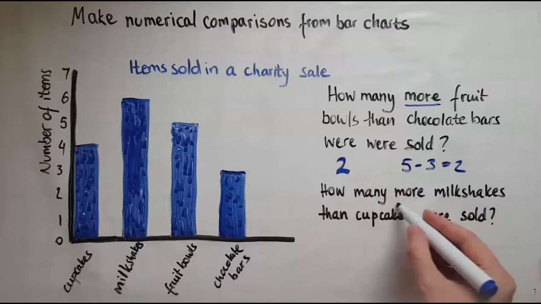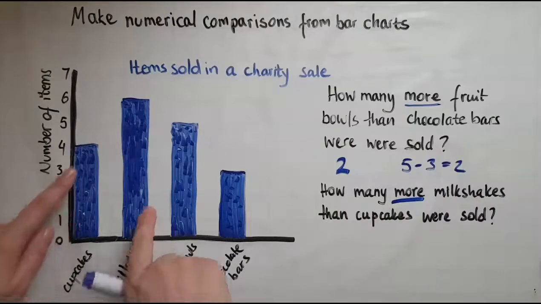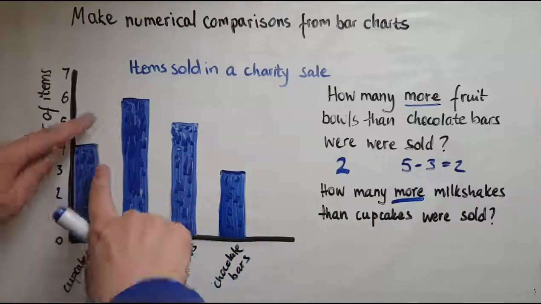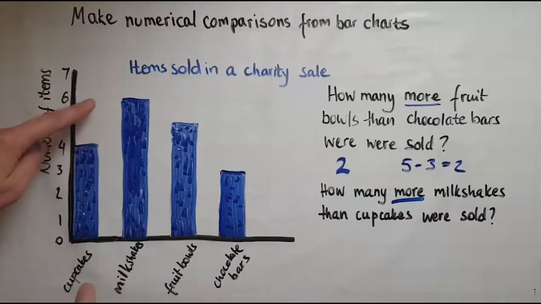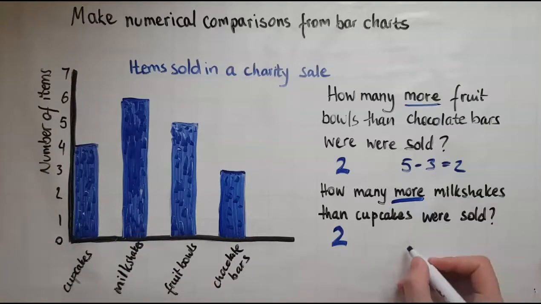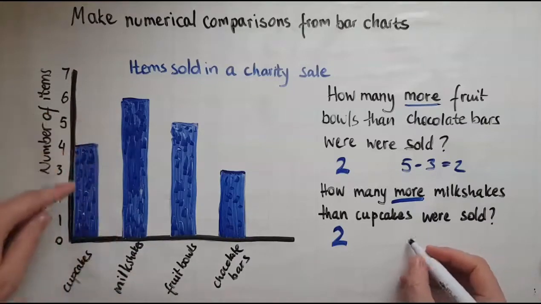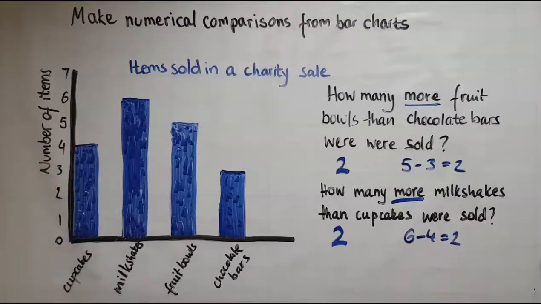How many more milkshakes than cupcakes were sold? So we're looking at milkshakes and cupcakes, comparing them. There are more milkshakes, so we've got 4 and then 5 and 6, so there is 1, 2. Again, 2 more. Again, let's do the working out. So it's 6, take away the 4, gives me 2. So this is how you make numerical comparisons from bar charts.